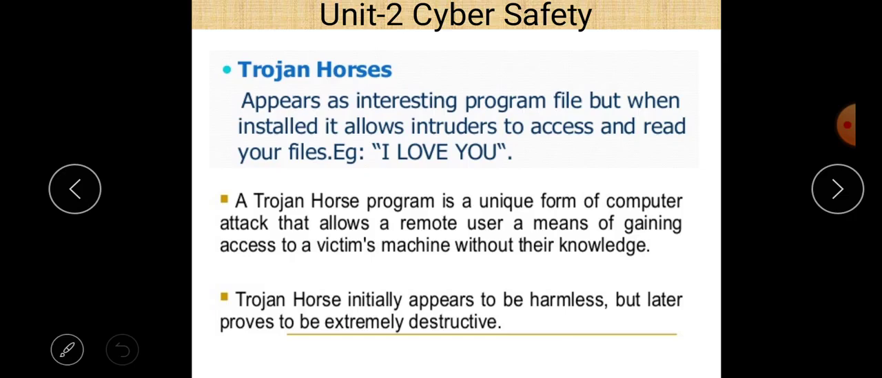And the last important thing regarding the Trojan horse is that it initially appears to be harmless, but later proves to be extremely destructive. So initially they appear to be harmless, and they enter into the computer system and show that they are harmless, but when they activate, they prove to be extremely destructive. That is another important point regarding the Trojan horse.